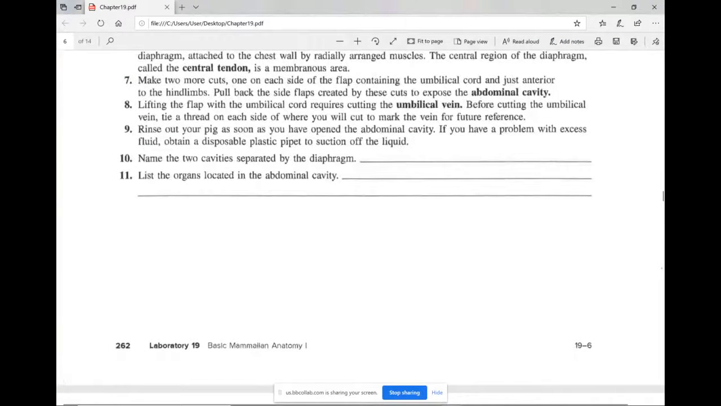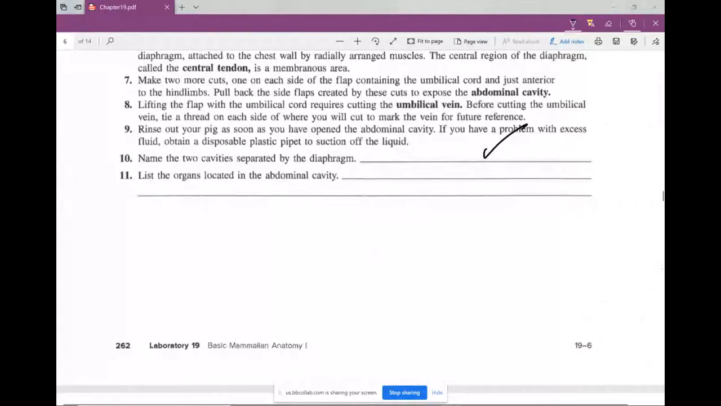Okay, now name the two cavities separated by the diaphragm. I gave you the answer to that today. All right, so you guys can fill that out. There's an organ that the diaphragm separates the thoracic and the other cavity. List the organs located now in this one. All right, and it gives you the answers anyway, so you guys can totally do that.